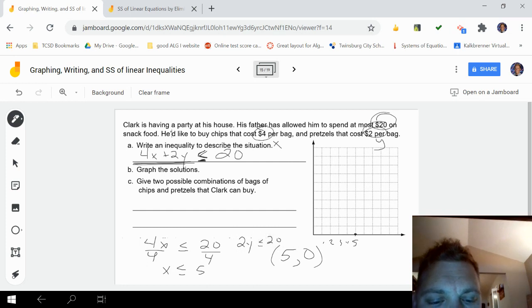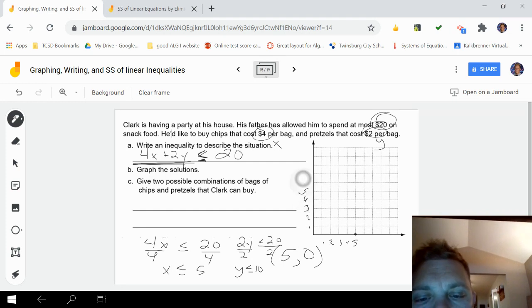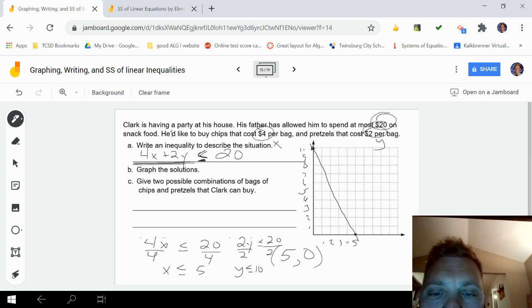y-intercept, I can buy 10 bags of pretzels. So here's 1, 2, 3, 4, 5, 6, 7, 8, 9, 10. So I'm at the tippy top here. And now I want to connect this with a solid line. Do my best. What does this point mean? It means I could buy, let me just put my answer here, 10.